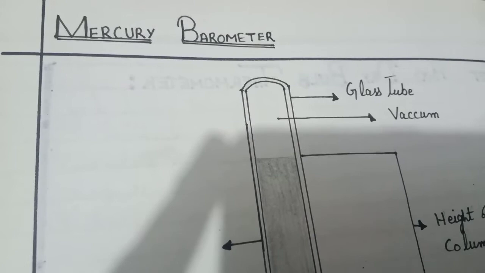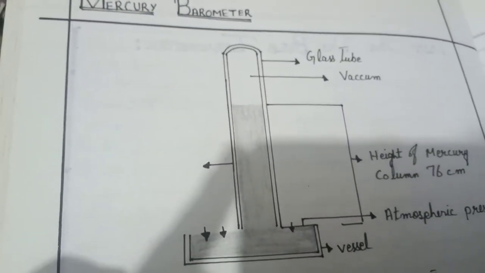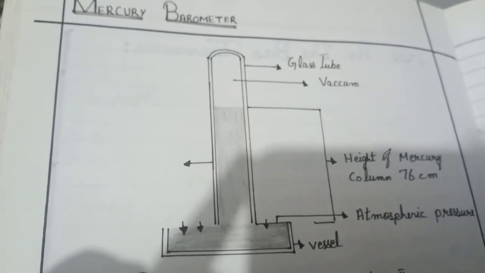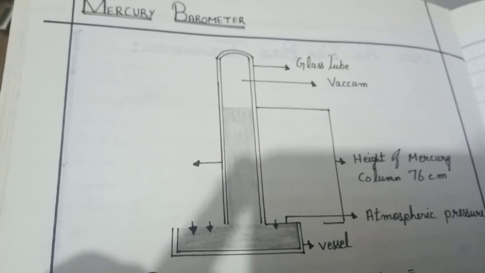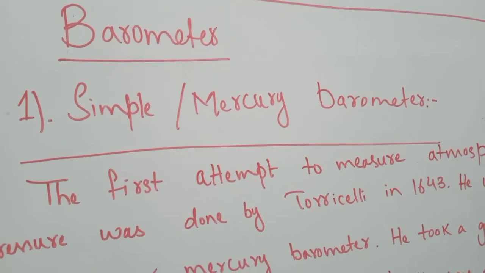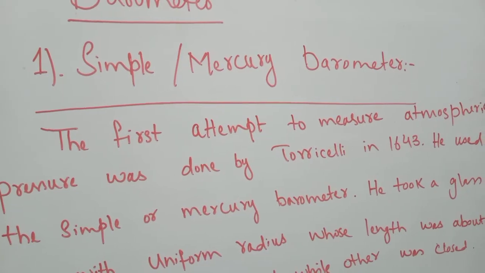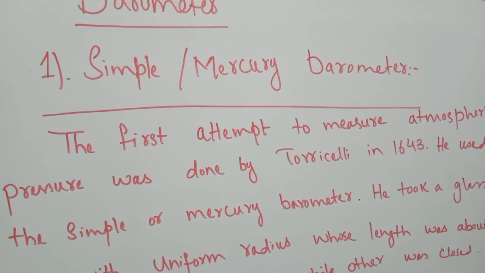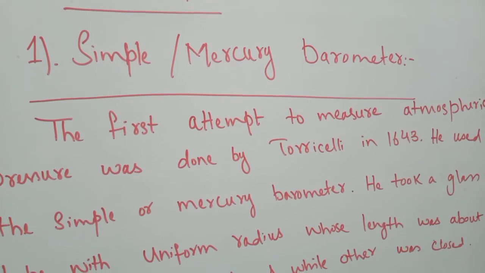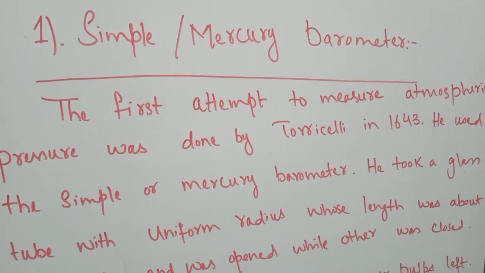Okay girls, here you can see the diagram. Firstly, the mercury barometer. The diagram of the mercury barometer is like this. After seeing the diagram of the simple or mercury barometer, we can easily understand the working of this atmospheric pressure measuring instrument. It is the simplest one, and it was first invented by Torricelli in 1643, and he first used the simple or mercury barometer.